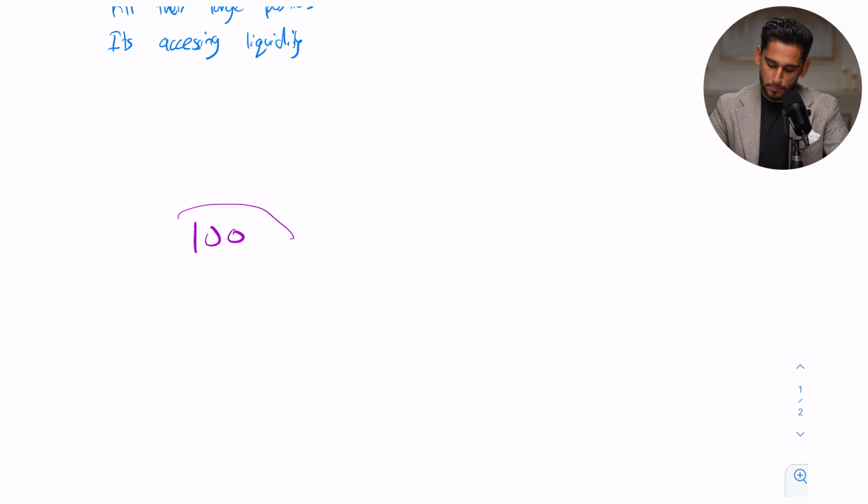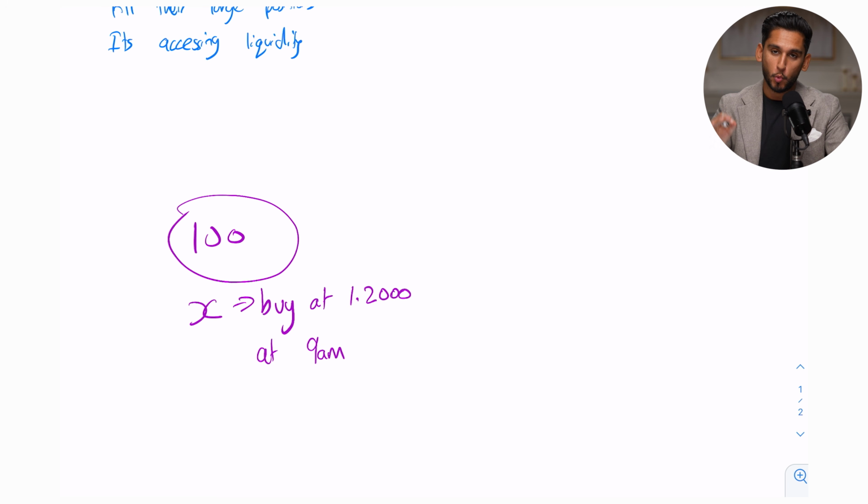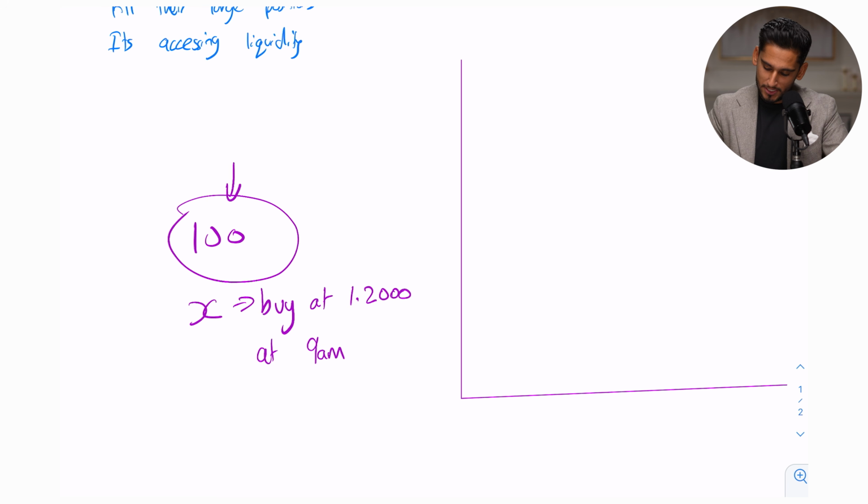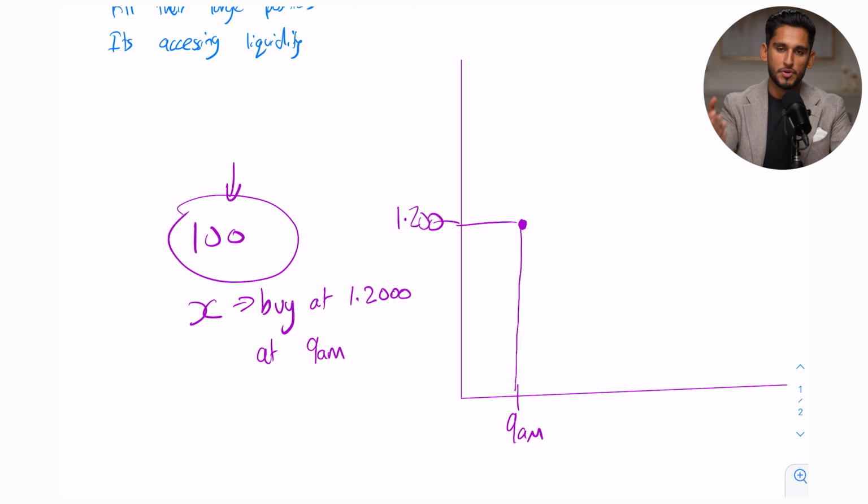Let me show you. So for simple maths, let's just say 100 orders from institution X is ready to buy. So they're ready to buy at the price point 1.2000 at the time 9 a.m. They're ready to buy 100 units. So let's plot this out. At 9 a.m. at the price point 1.2000, this is where price is right now. Perfect. So we have now found efficiency where the market has reached the price at the time that the institution wanted, and they put in their orders of 100 buys.